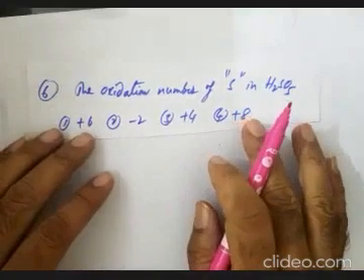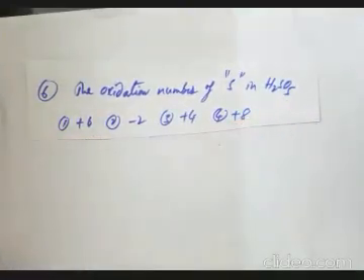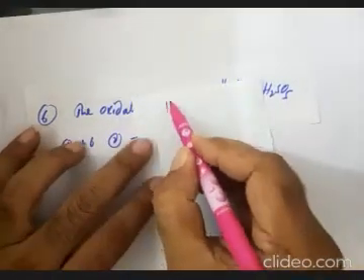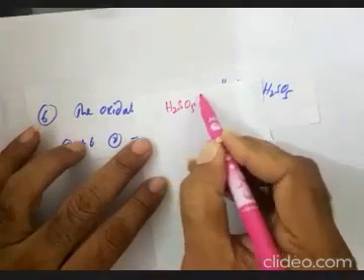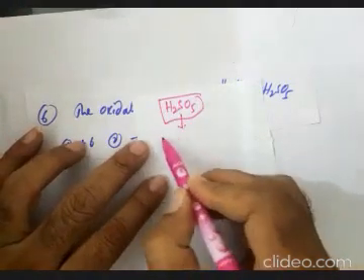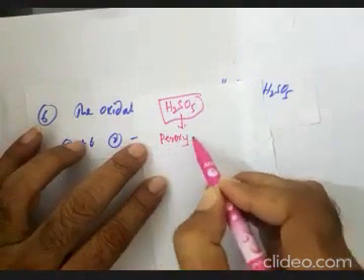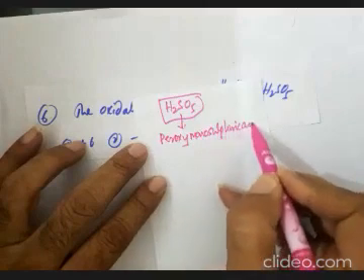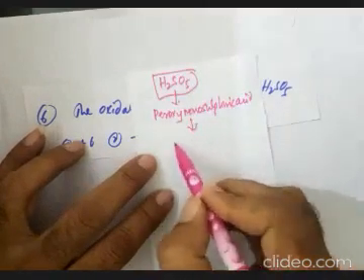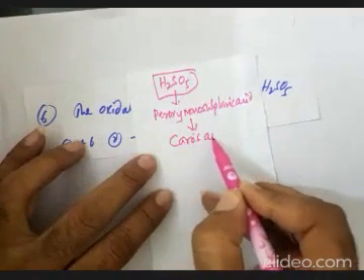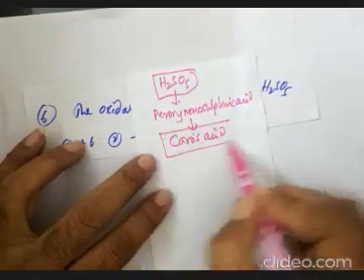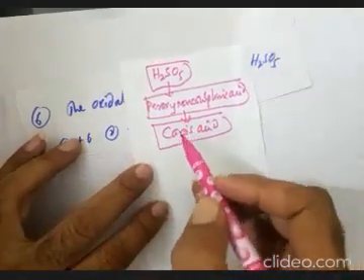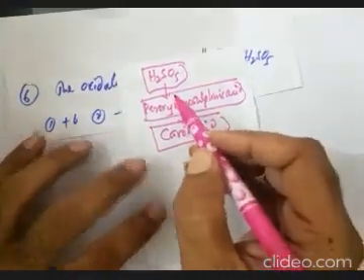The oxidation state of sulfur in H2SO5. H2SO5 name is peroxymonosulfuric acid. This is also called Caro's acid. Peroxymonosulfuric acid is also called Caro's acid. So in regular way, if you are approaching, definitely answer will be +8.